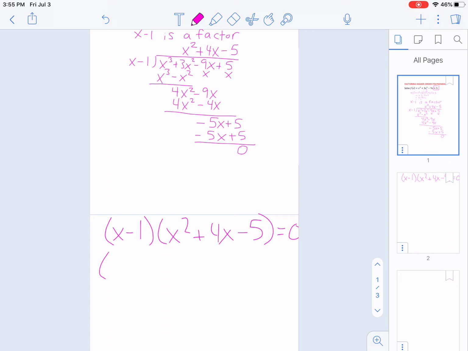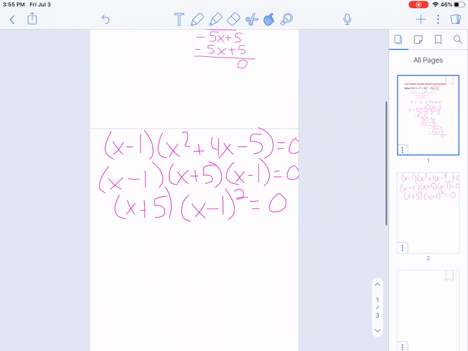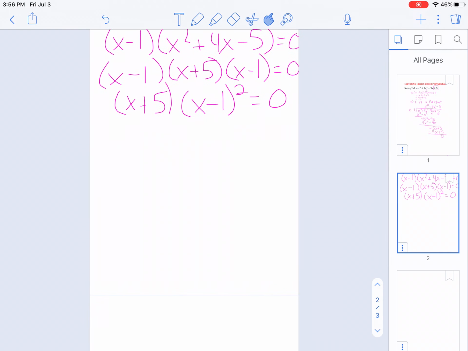And we can break down x squared plus 4x minus 5 with simple factoring. x plus 5 and x minus 1 should work, I believe. And so we end up actually with a nice double root. So x minus 1 all squared times x plus 5 is our fully factored form of our polynomial. So we end up with a couple of different roots.